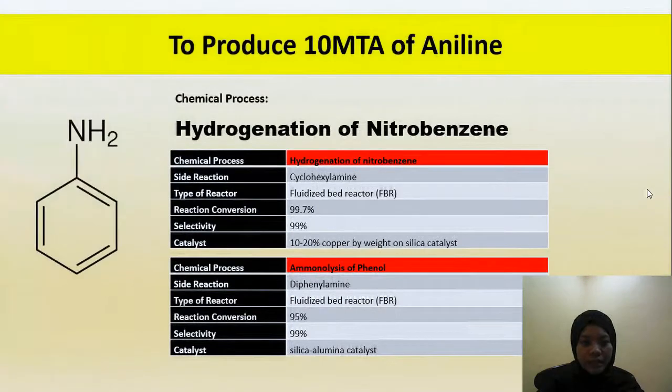All things considered, hydrogenation of nitrobenzene is the best process to produce aniline. By comparing, hydrogenation of nitrobenzene is more effective compared to ammonolysis of phenol. Moreover, this process gives higher profit compared to ammonolysis of phenol.